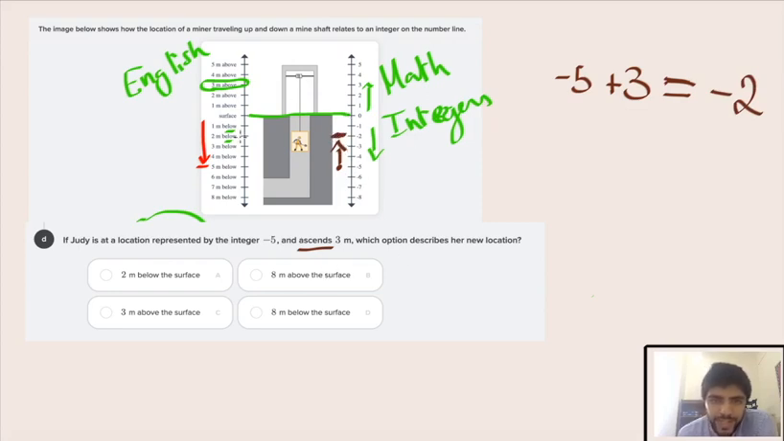But how do we say that in English? And so if she's at -2, then she's 2 meters below the surface. Let me not hide the 2. So she's 2 meters below the surface here, which is option A.